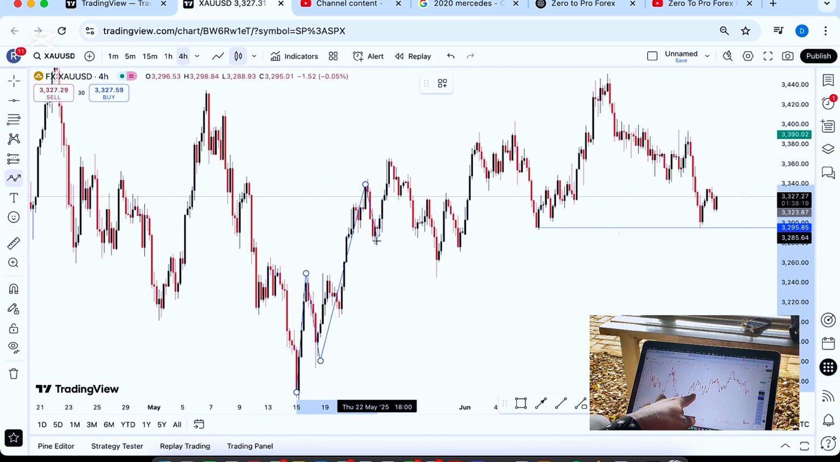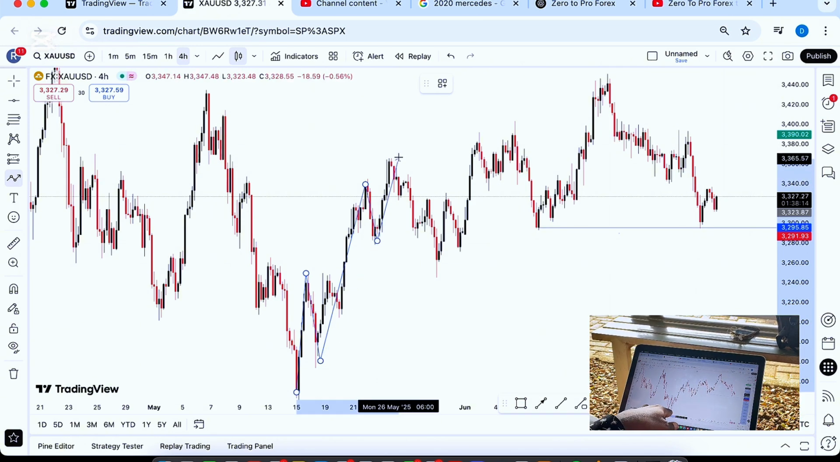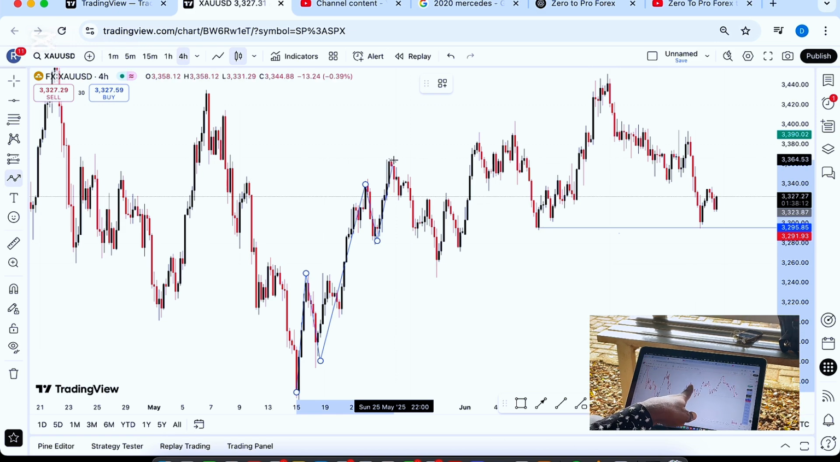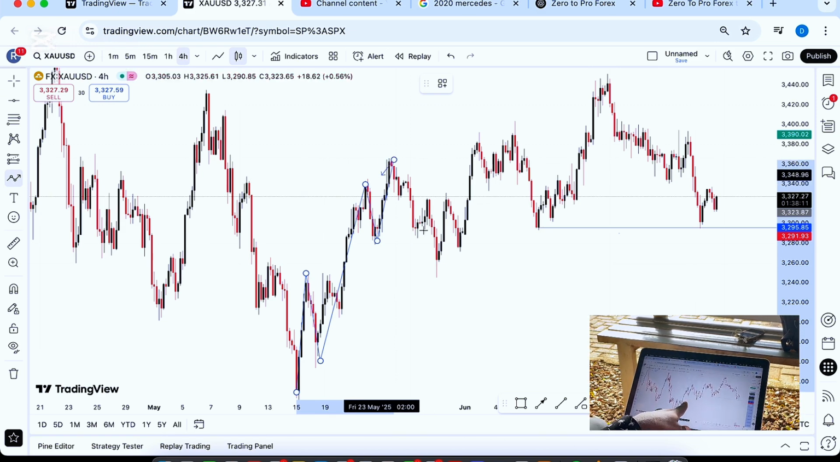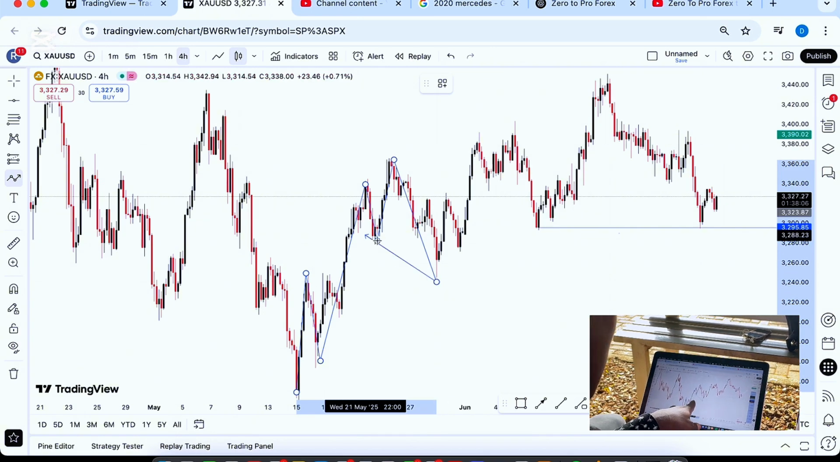Now this point will now be what? A new higher low. Now look at it. This low is higher than this low. Then now this is a new higher high because it is higher than this high. Then we can see that price intentionally comes back to take out this low.